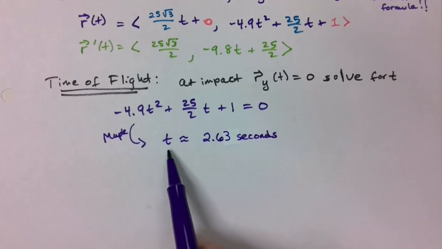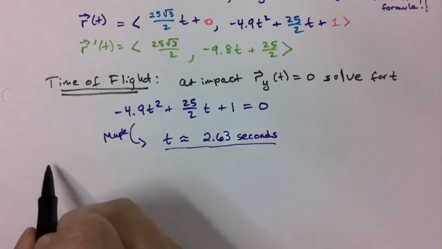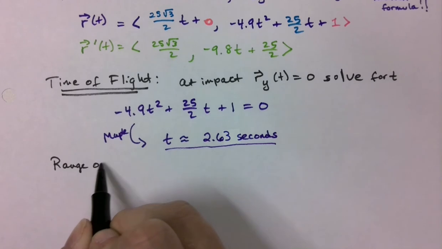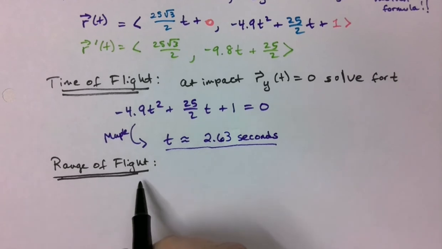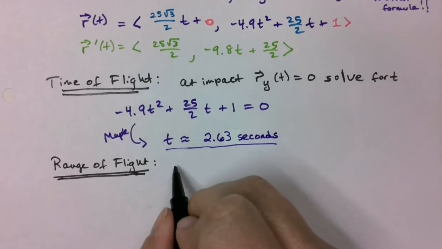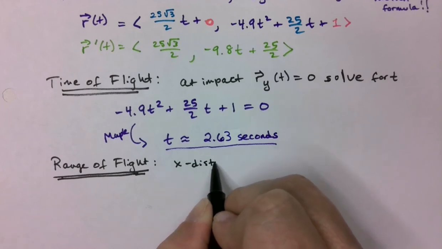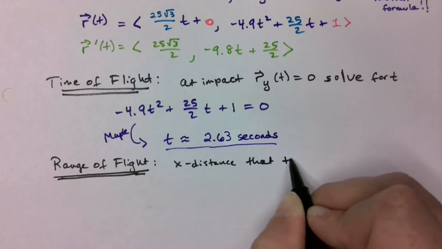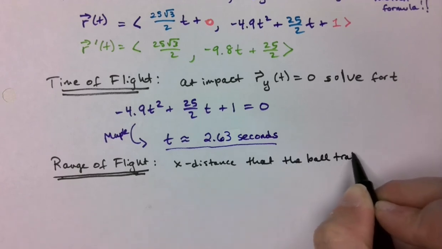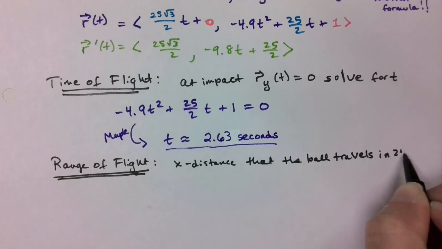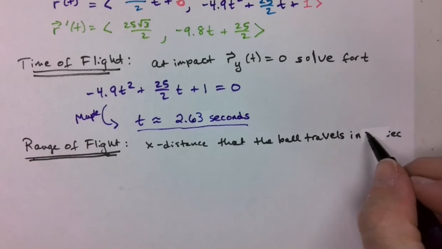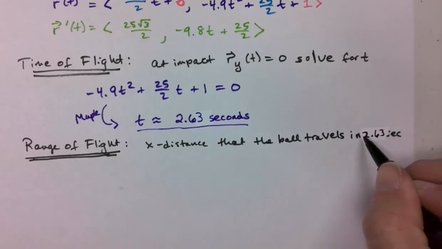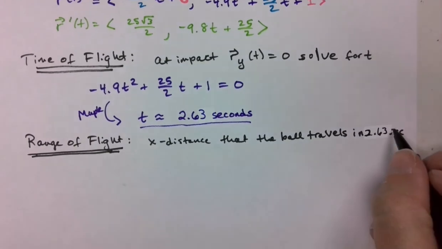Now, I needed that time value so that I can find the things that I'm looking for. In particular, I want the range of the flight. Now, remember, for projectile motion, range does not mean what it did in algebra class when they would talk about the domain and range. This is talking about the x distance that the ball travels in 2.63 seconds, right? So using the value we just found above, although it looks like 263, sorry, 2.63.